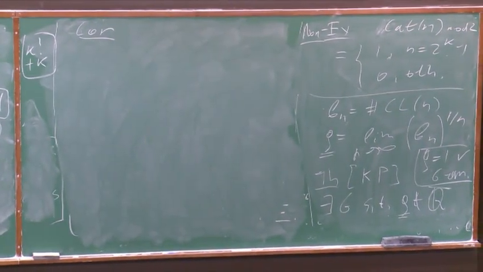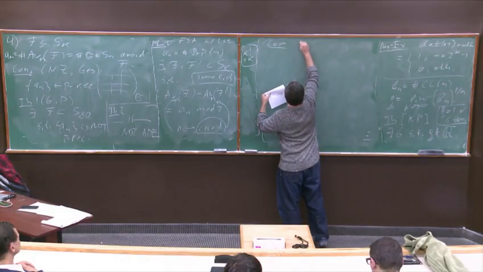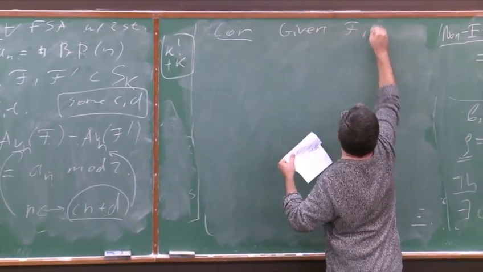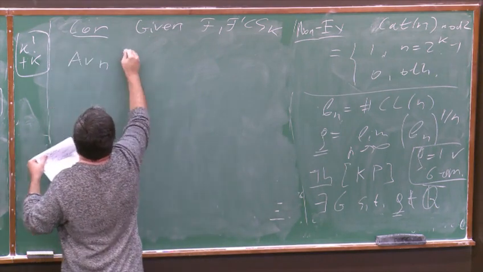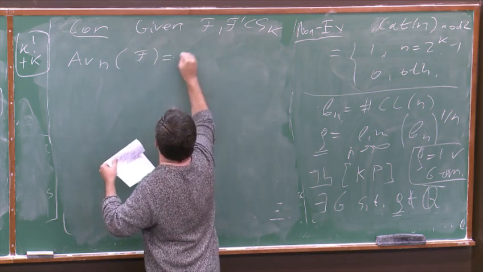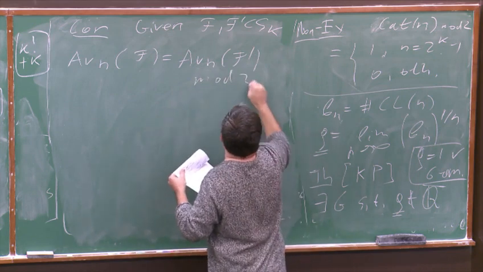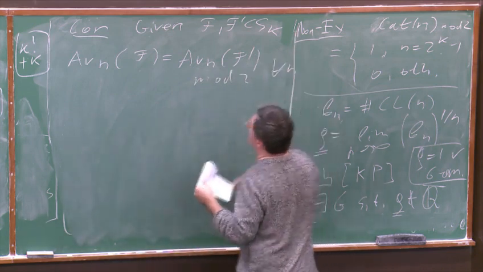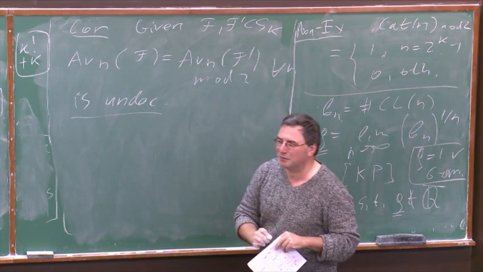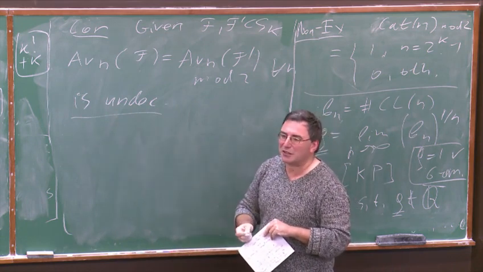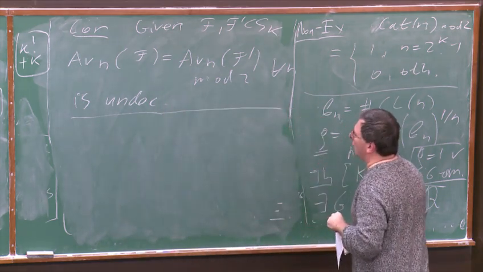So the corollary. And I'm going to finish soon. So the corollary says that given f prime in Sk, the question whether av of f equals av n of f prime mod 2 for all n isn't decidable. That follows from the standard automata theory. There is nothing there. But it's telling you something, so I can write a few more corollaries of this kind.